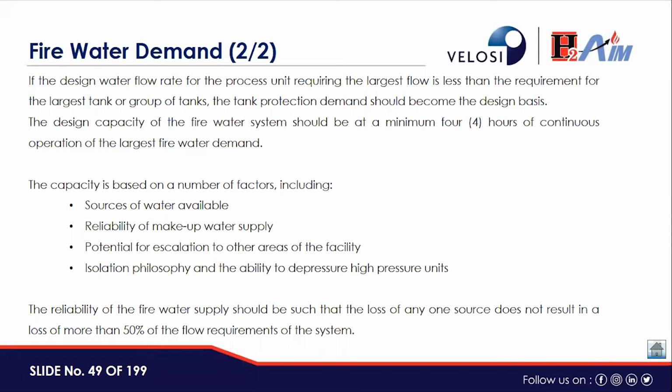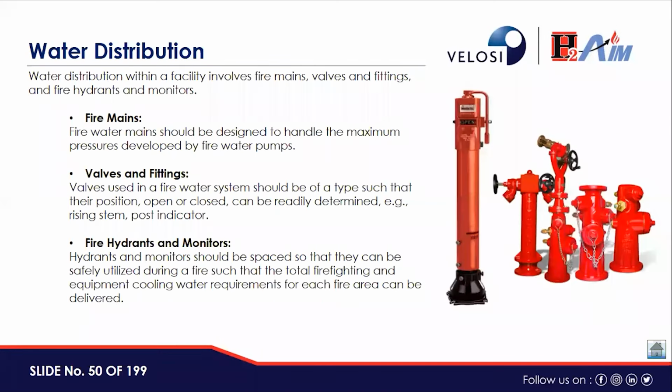So the design capacity of the fire water system should be a minimum of 4 hours of continuous operation at the largest fire water demand. How can we distribute the water? Water distribution within a facility involves fire mains, valves and fittings, and fire hydrants and monitors. What are the fire mains?